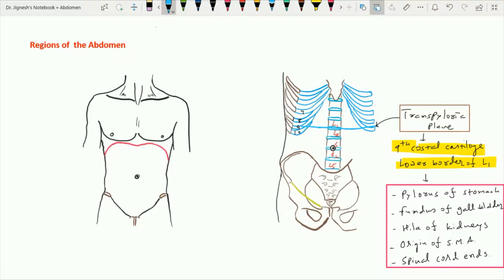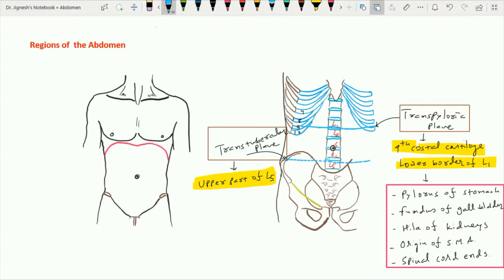The lower horizontal plane is called the transtubercular plane, and it is going to pass through the tubercles of the iliac crest on both sides, and through the upper part of the L5 vertebra. So here in this other figure, let's see both the planes.